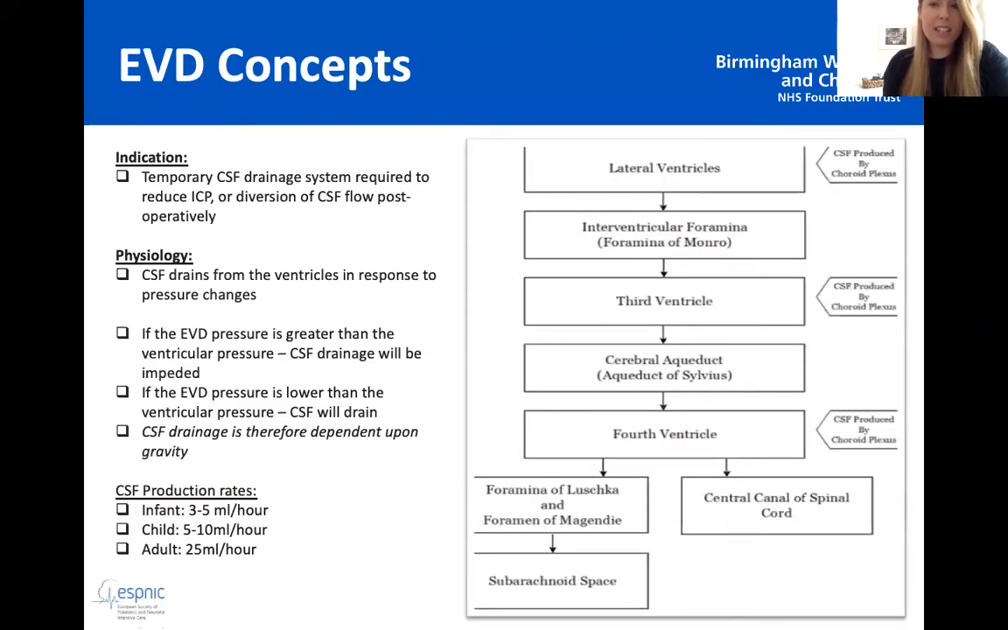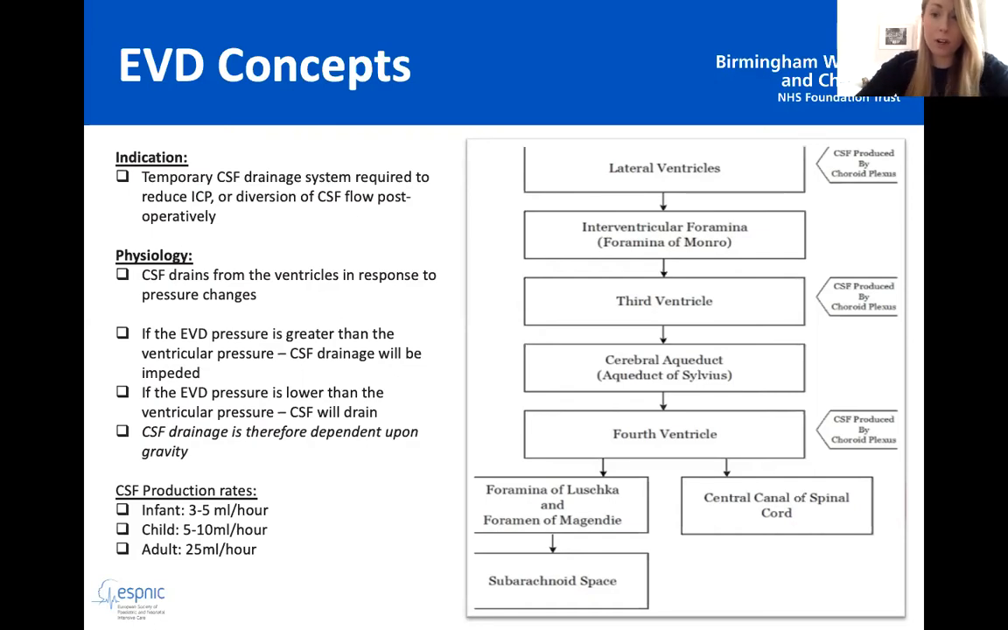So an EVD is essentially a temporary CSF drainage system that is required in patients either because you want to reduce the ICP, and you can use it as a strategy, if the EVD is in situ, to get your ICP down quickly by draining some CSF, or because you want to divert CSF flow post-operatively, or because of significant post-operative bleeding. So essentially patients that may have traumatic brain injury, or have had a tumour excised, or have hydrocephalus, for example.